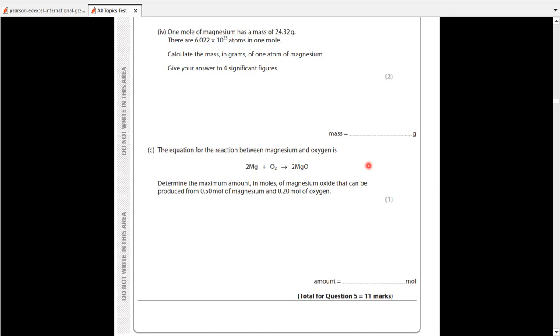Can you help me out with this one? Because I think I'm overthinking this whole process. Is it just 0.5 plus 0.2? No, of course not. It's not like that.